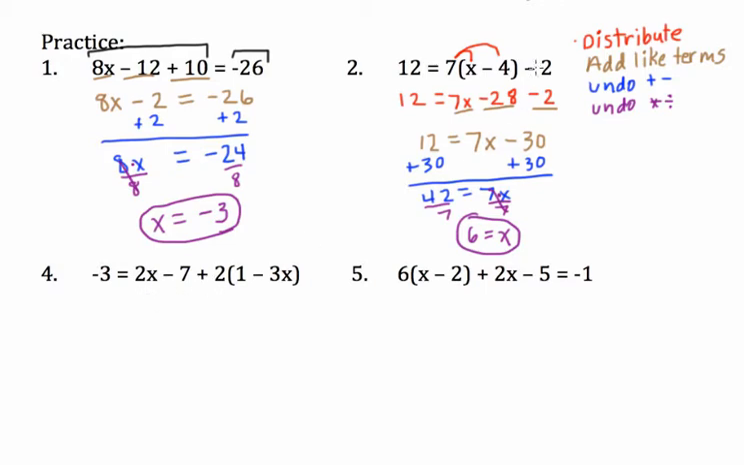First, distribute. So I see this positive 2 times this parenthesis, so I'll distribute it. 2 times 1 is 2. 2 times negative 3x is negative 6x. Bring down the rest of the stuff.